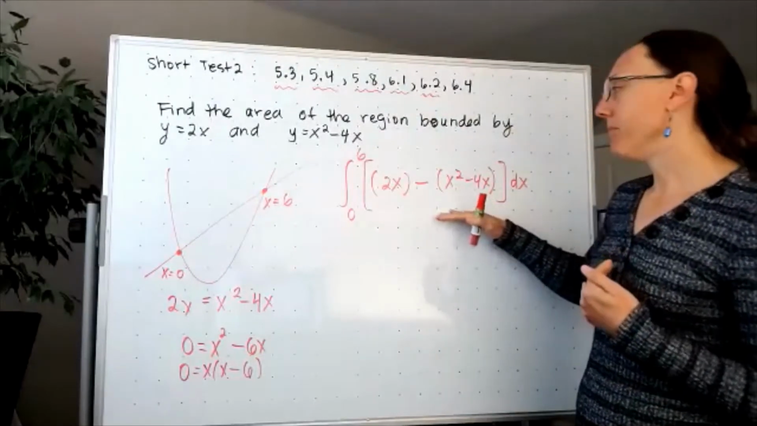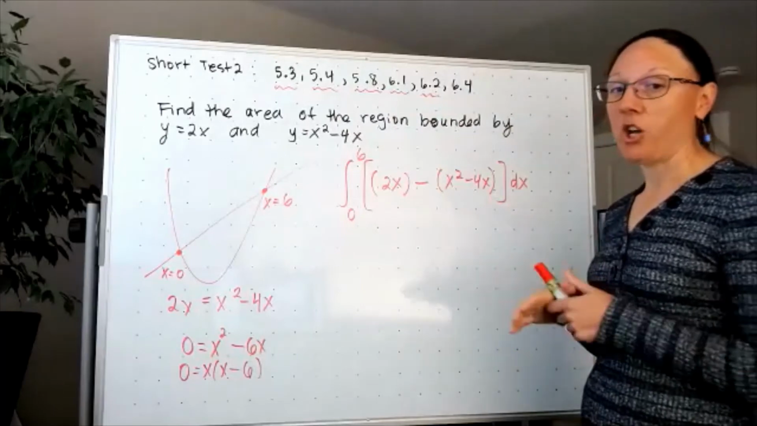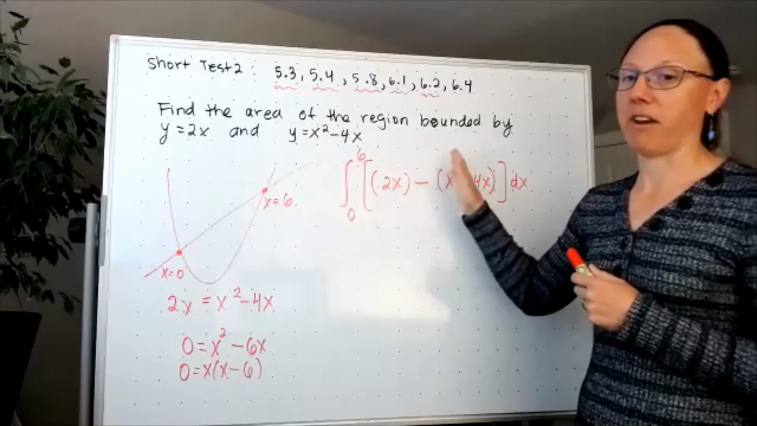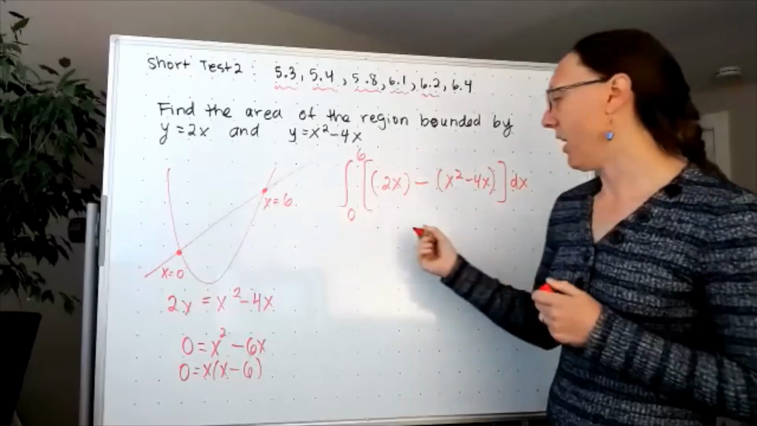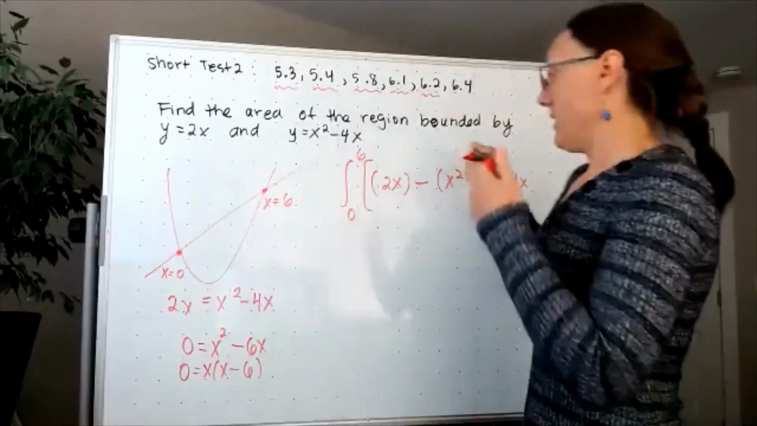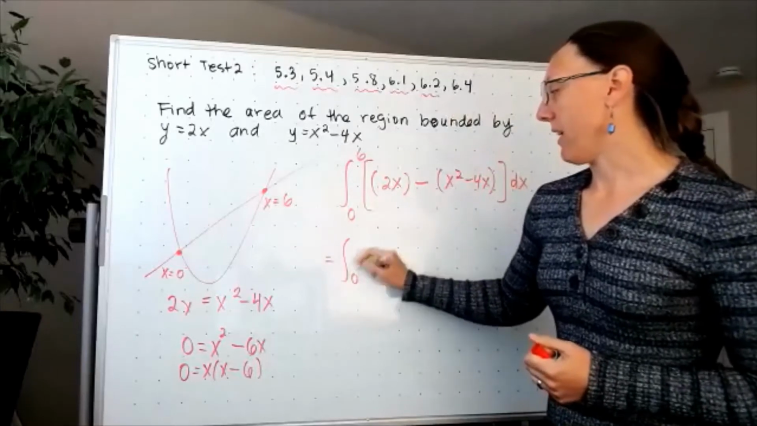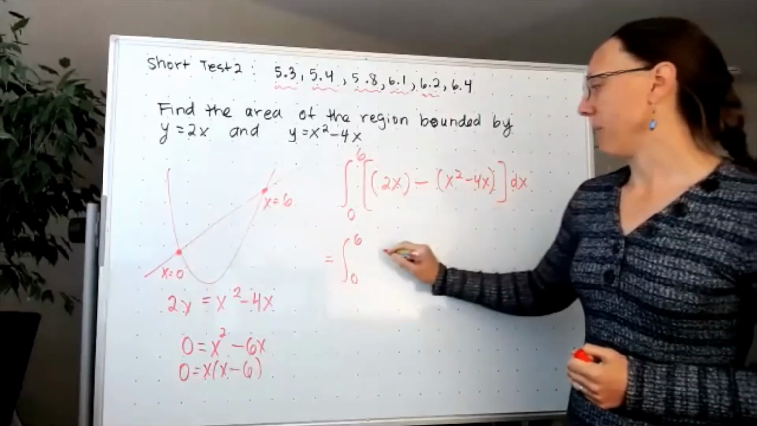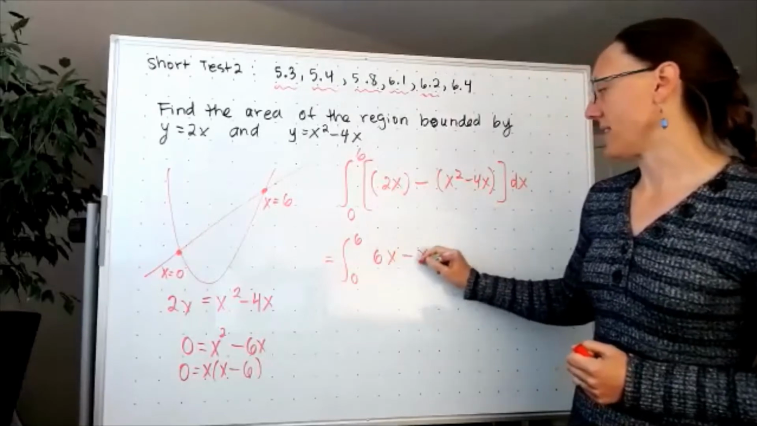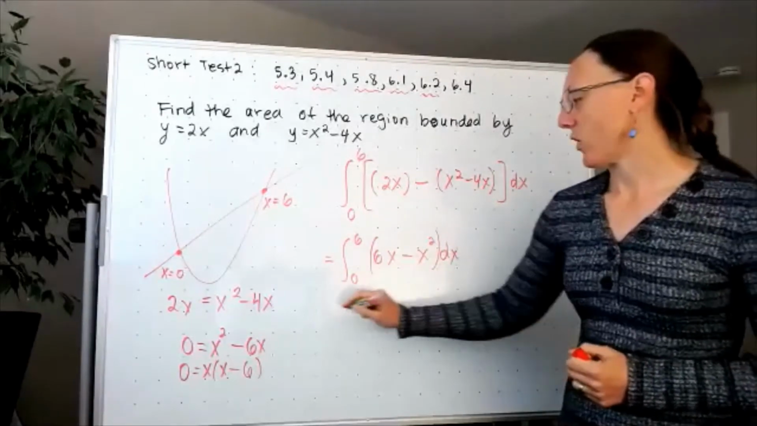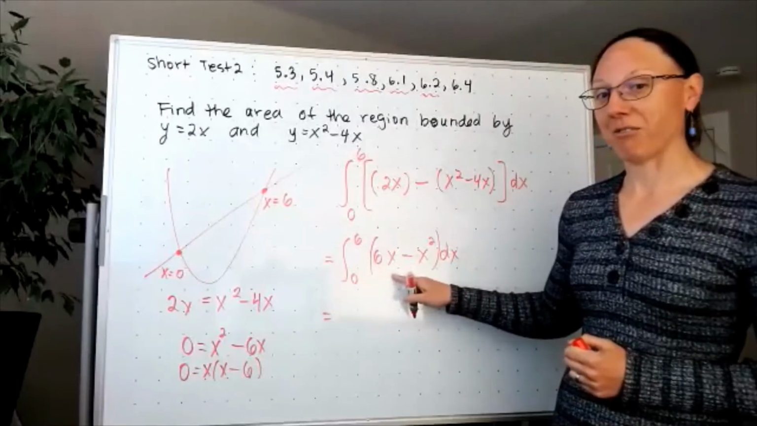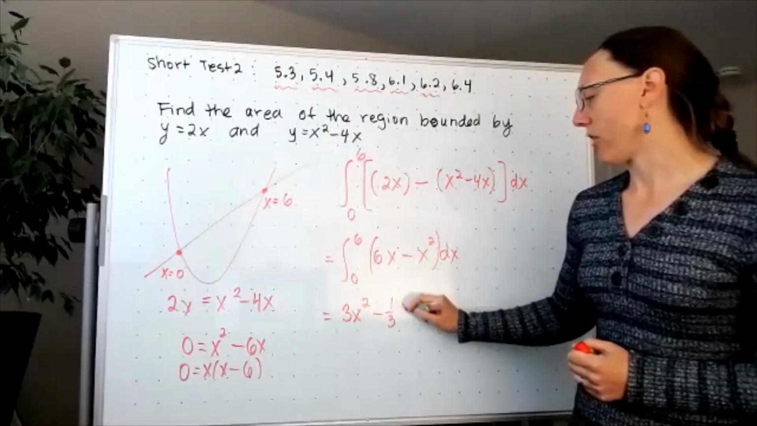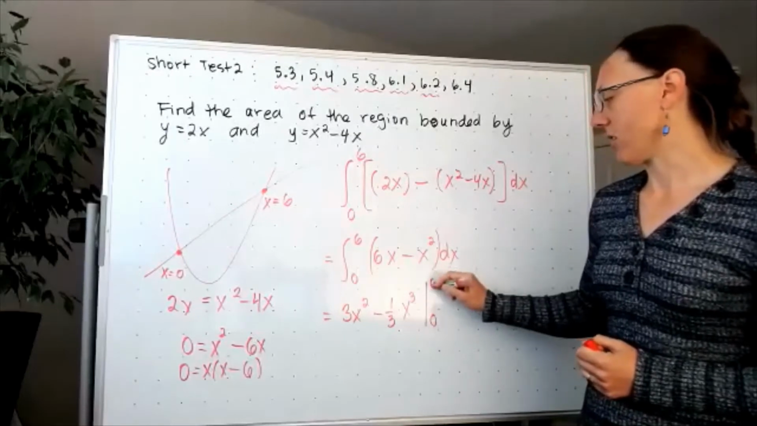Now we're ready to finish off the definite integral. We have two choices here. We can combine things together first and then find the antiderivative, or find the antiderivative of each piece separately. I'm going to simplify first and say I'm going to have 2x minus x squared minus 4x, which gives 6x minus x squared. So when I find that antiderivative, I'm looking at 3x squared minus 1/3 x cubed, and we're taking that from 0 to 6.